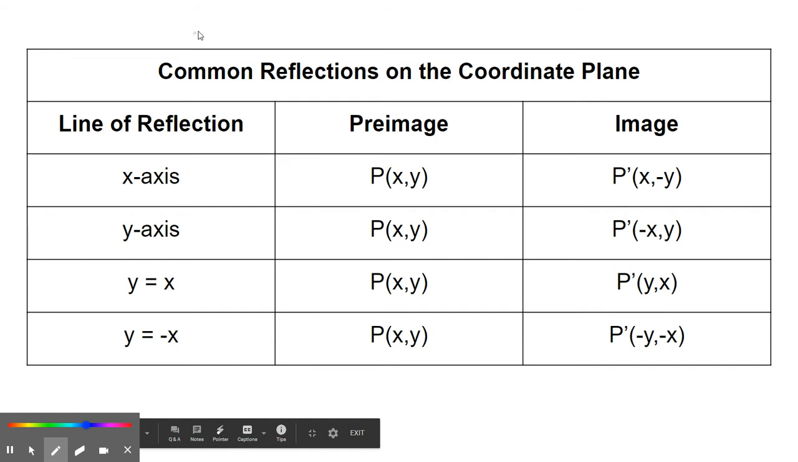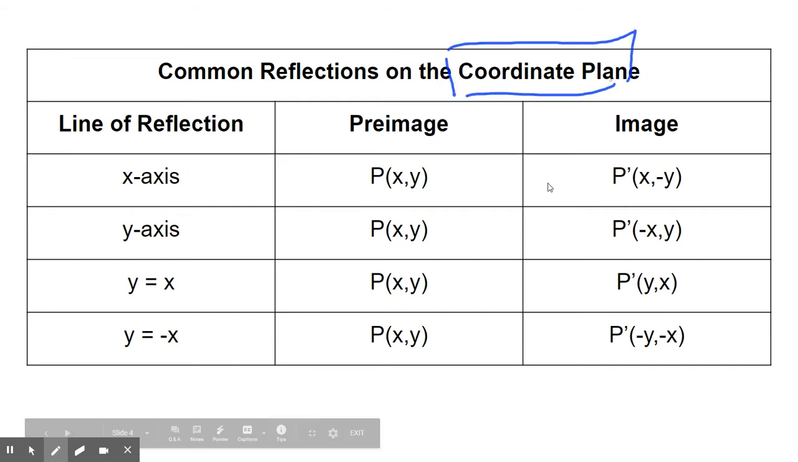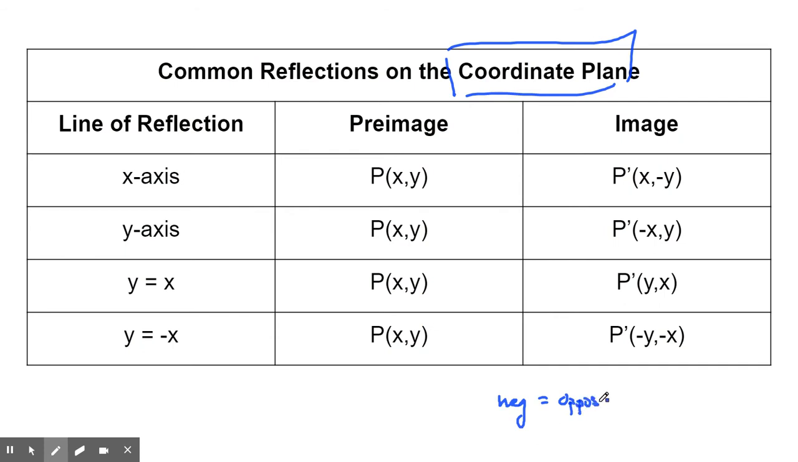Okay, so now most of our stuff is going to be on the coordinate plane. So here are some common reflections on the coordinate plane: x-axis, y-axis, y equals x, and y equals negative x. I have set up an activity on Desmos geometry, so I'm going to show you that now. We're going to see, does our pre-image of x comma y become these images? So first, for the x-axis, x comma y should become x comma opposite of y, right? A negative here means opposite. So the negative symbol equals opposite, not negative. Because if you are already negative, you're going to become positive. You're going to become opposite.